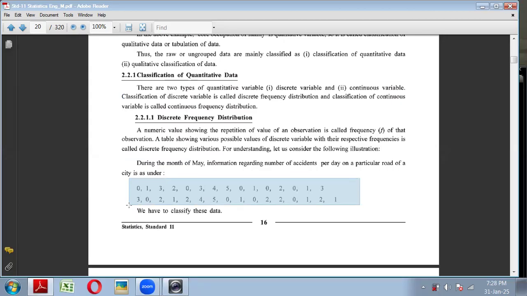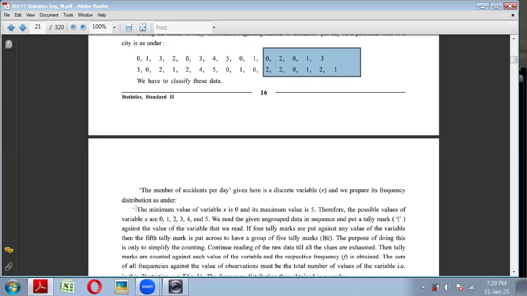ये जो फिगर्स दिख रही है वो सब अनग्रुप डेटा है. यहाँ पे कोई टाइप का क्लासिफिकेशन नहीं. इसमें से हम कुछ एनालिसिस नहीं कर पाएंगे, राइट? कि एक दिन के अंदर कितने एक्सीडेंट्स हो रहे हैं, 0, 1, 3, 2, राइट? तो ये डेटा को हम कैसे क्लासिफाई करेंगे?